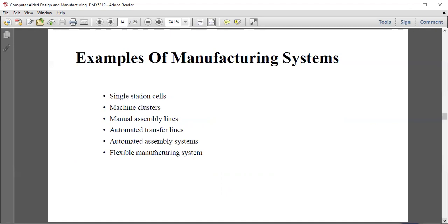These are some examples of manufacturing systems. There are single station cells, machine clusters, assembly lines, transfer lines, and flexible manufacturing systems. We will talk about these terms later. For now, just remember these are different types of manufacturing systems.